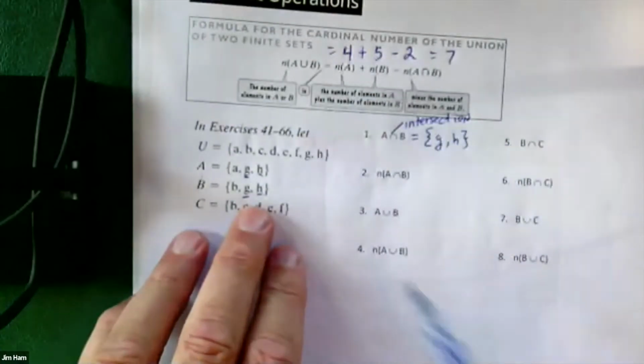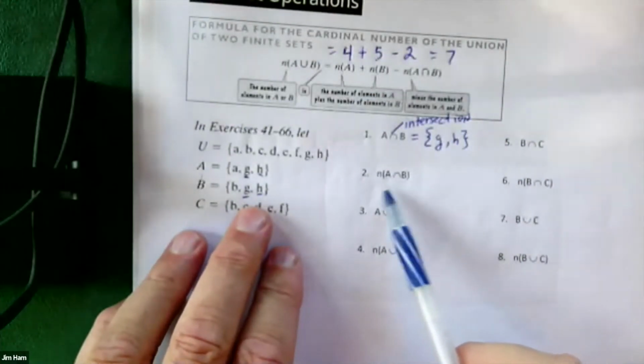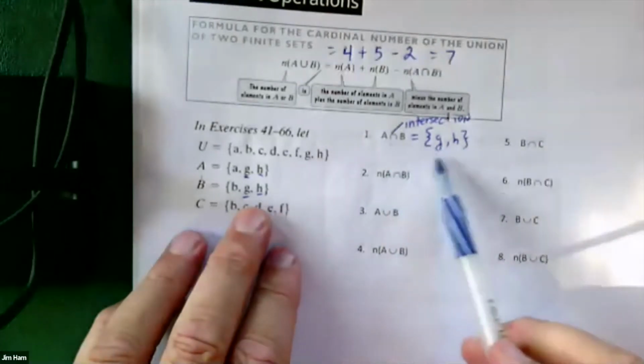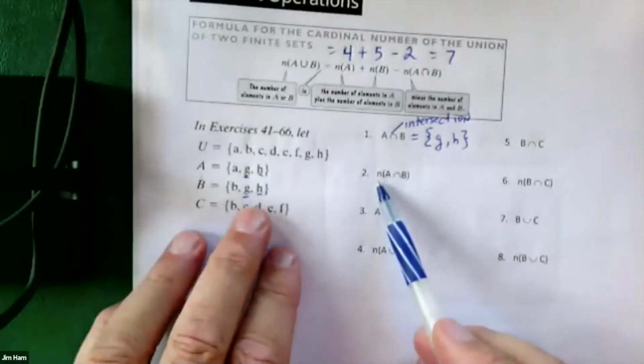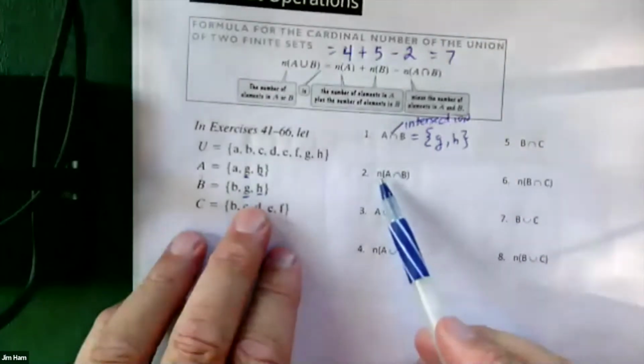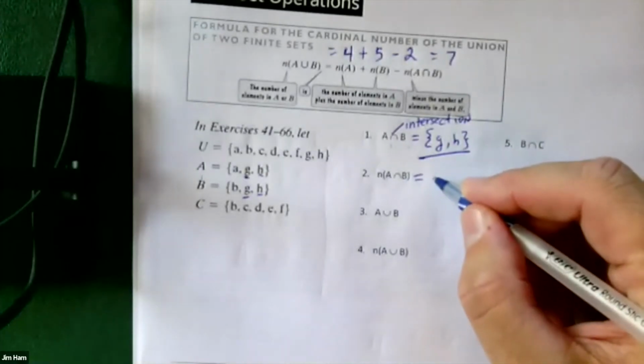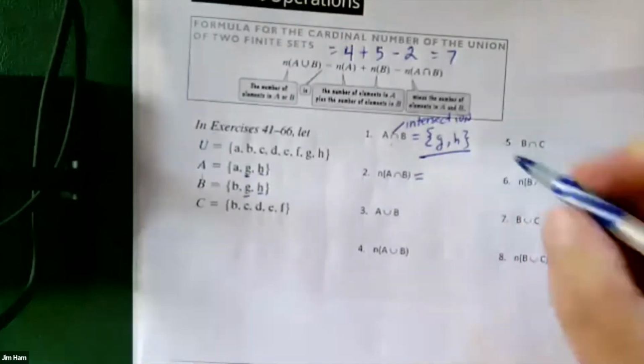Now the next one, this is our fancy notation, but we've already calculated the set A intersect B, and there it is. Now that little symbol in front of it means we're going to count the number of elements in this set. Now that set is not just the number in A, it's the number in the intersection, but here's the intersection. So what's N of A intersect B? So number of elements in the intersection of A and B. So here's the intersection of A and B. How many elements do you see there? 2. So that's it.